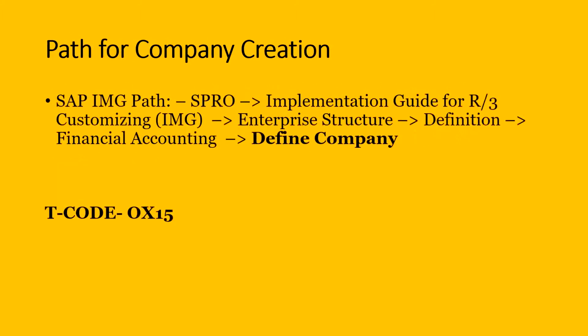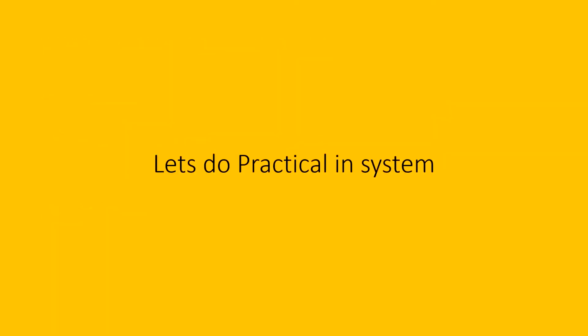So now second is the path for creating company. This is the path: SPRO, implementation guide for R3 customizing, enterprise structure, definition, financial accounting and define company. And the T code for creating company is OX15. So let's do the practical and understand how to create company in SAP.